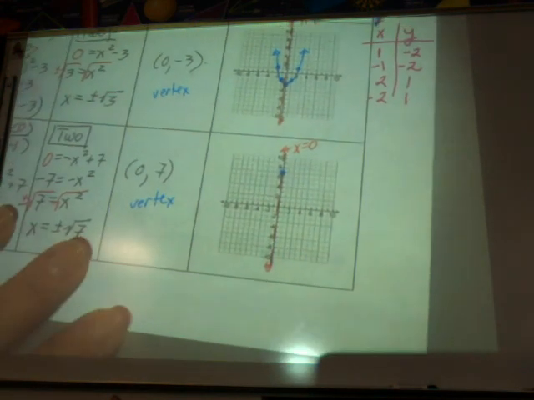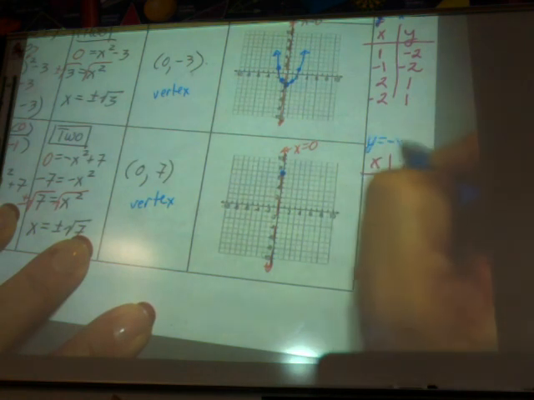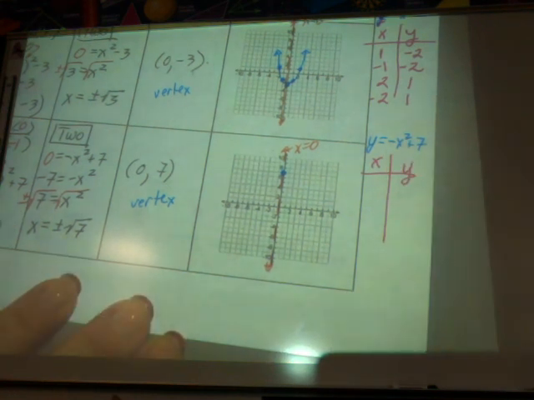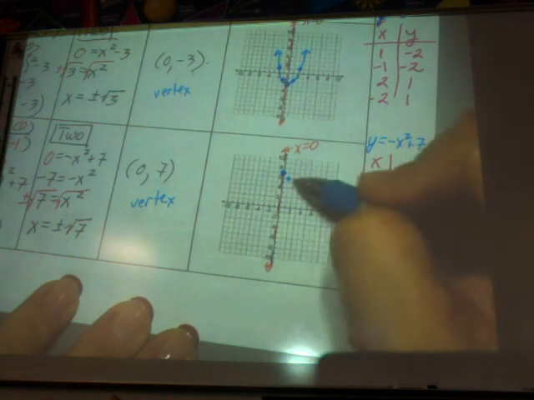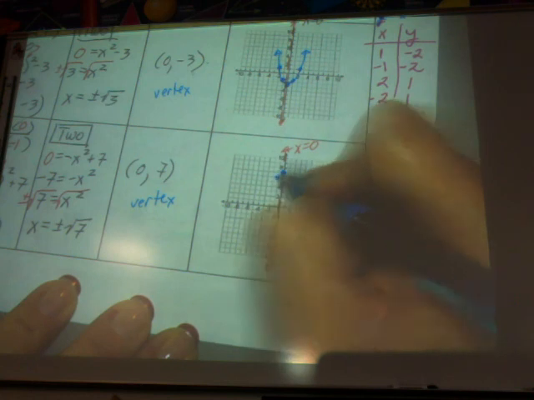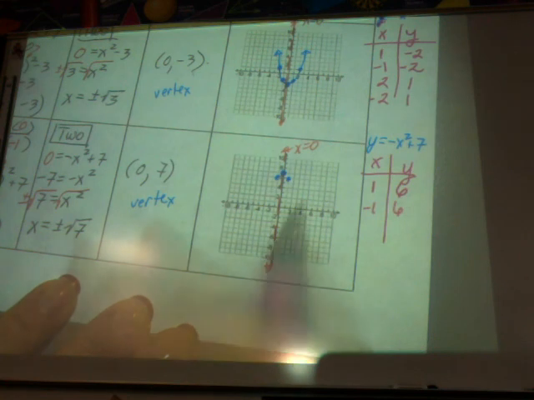So let's get our xy table. Remember, we are looking at y equals negative x squared plus 7. So be careful with that negative. This x squared value will always be negative. So shouldn't we plug in 1? Isn't 1 squared 1? But it's a negative 1, isn't it? Because of the negative. So what's negative 1 plus 7? 6. So I'm going to plot to the right 1, but up 6. And isn't that 1 unit away from the axis of symmetry? So go 1 unit to the left. What ordered pair is that? Negative 1, 6.